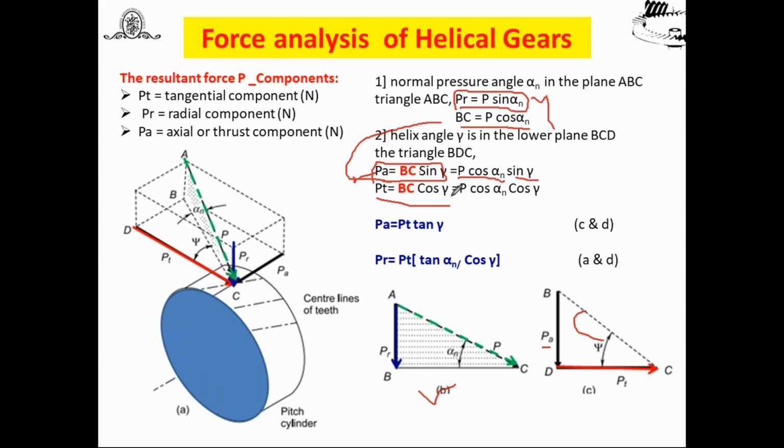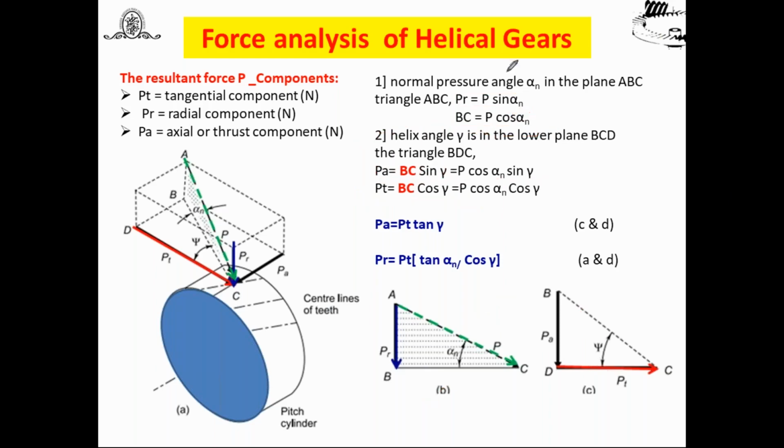BC cos gamma. But again, BC is equal to what? P into cos alpha n from this figure. You can substitute this P cos alpha n into cos gamma. Okay, this is about PA and PT. Then what we have to do?